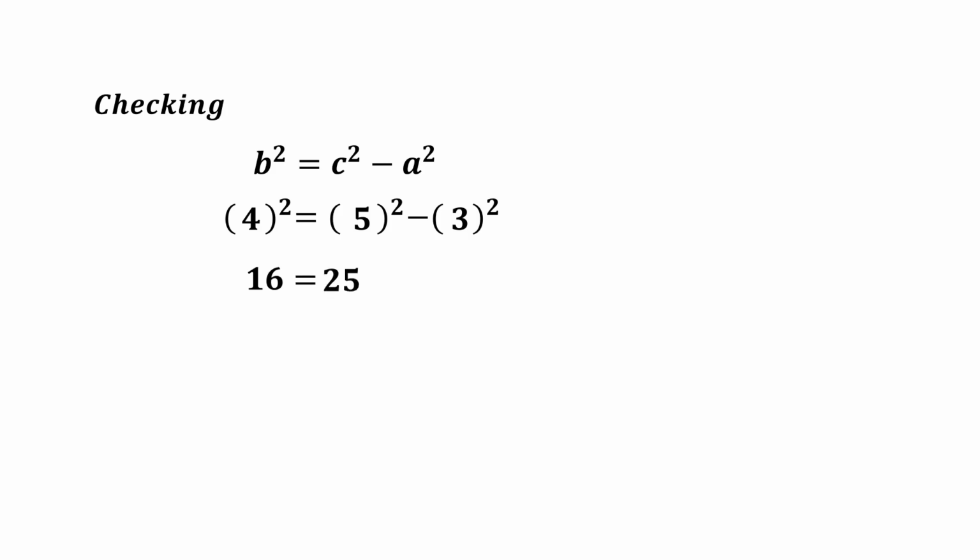We can check if 4 is the value or length of the altitude using the formula b square is equal to c square minus a square. Next, we will substitute the values of a, b and c. So, we have 4 squared is equal to 5 squared minus 3 squared. Then, it becomes 16 is equal to 25 minus 9. Then, 25 minus 9 is equal to 16. So, we have 16 is equal to 16. Therefore, the value or length of the altitude is 4.